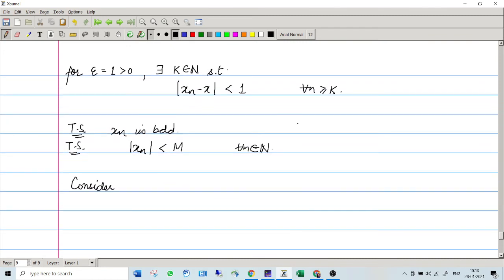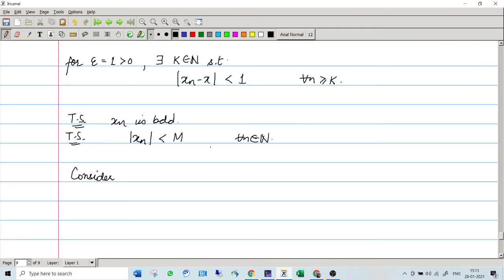Yes ma'am. Okay. So now you want to show that the sequence you had, which was convergent, is also bounded. That means you're trying to look for a bound over it. You're trying to look for a number m such that the modulus of xn is less than that number m, and this should be true for every n in N.